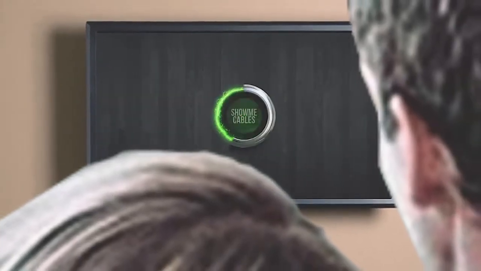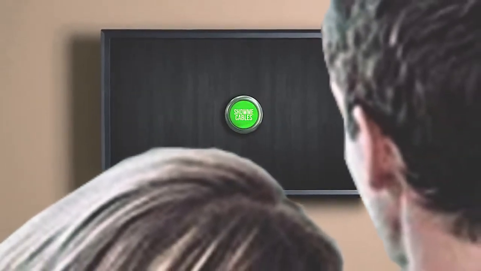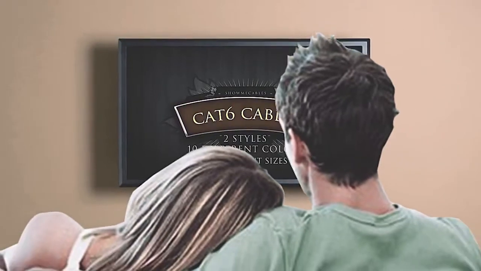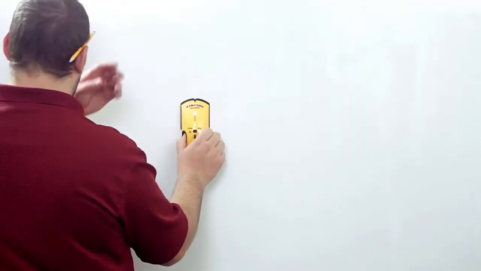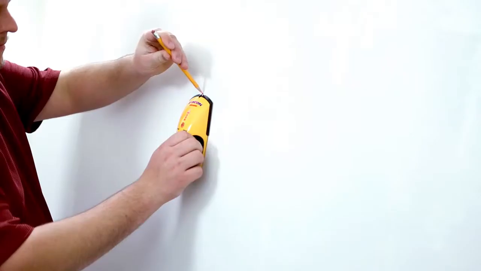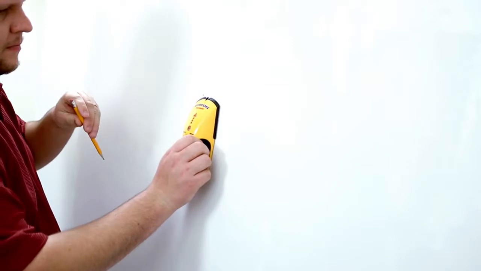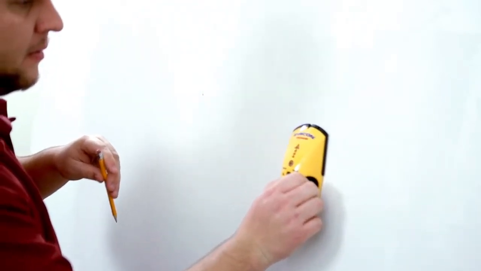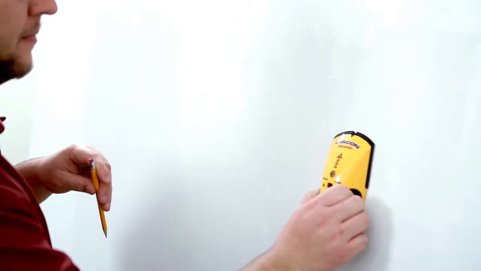Determine where you want to mount the TV or monitor. Typically, from a seated position, the middle to the bottom of the TV should be at eye level. Using a stud finder, locate the nearest stud to where you want to mount the TV. Mark where the stud is on the wall using a pencil. Then, using the stud finder, find a secondary stud near the first stud.